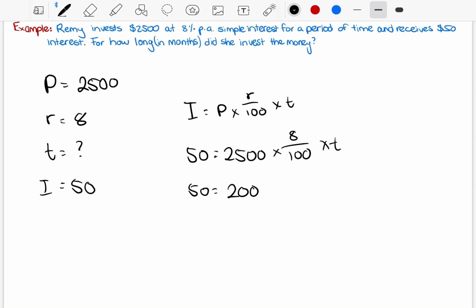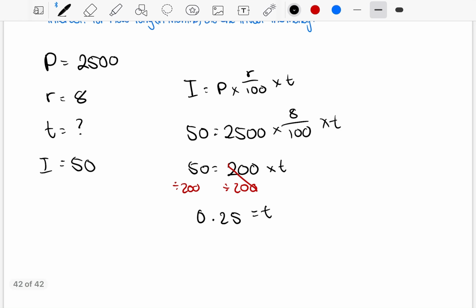Now that you've got that, we're going to do some solving because we've still got that times T. So I'm going to divide by 200 on both sides. That gets rid of that there, and we end up with 50 divided by 200 equals 0.25 equals T. That's told us how much of a year, so a quarter of the year. To find out what it is in months, I'm going to go times 12. So 0.25 times 12 gives me 3 months.